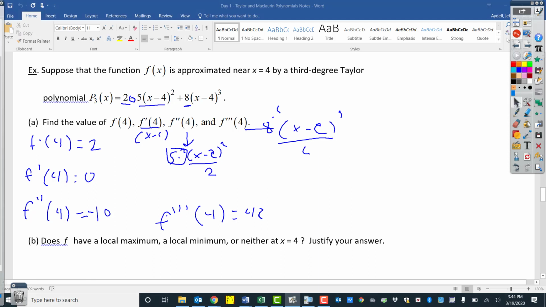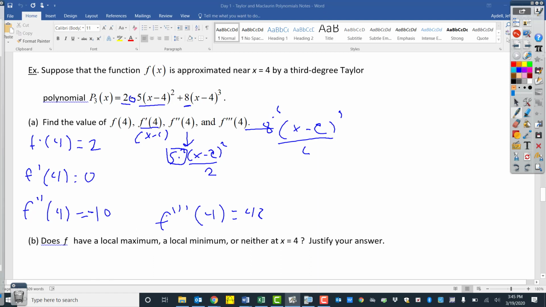Alright, so let's move on to the second part of this problem. Does f have a local maximum, a local minimum, or neither at x equals 4? Well, this is where things get a little bit interesting, because this calls back to something we haven't done for a while, the second derivative test. So go ahead and think about this yourself, and then we'll look at it together.